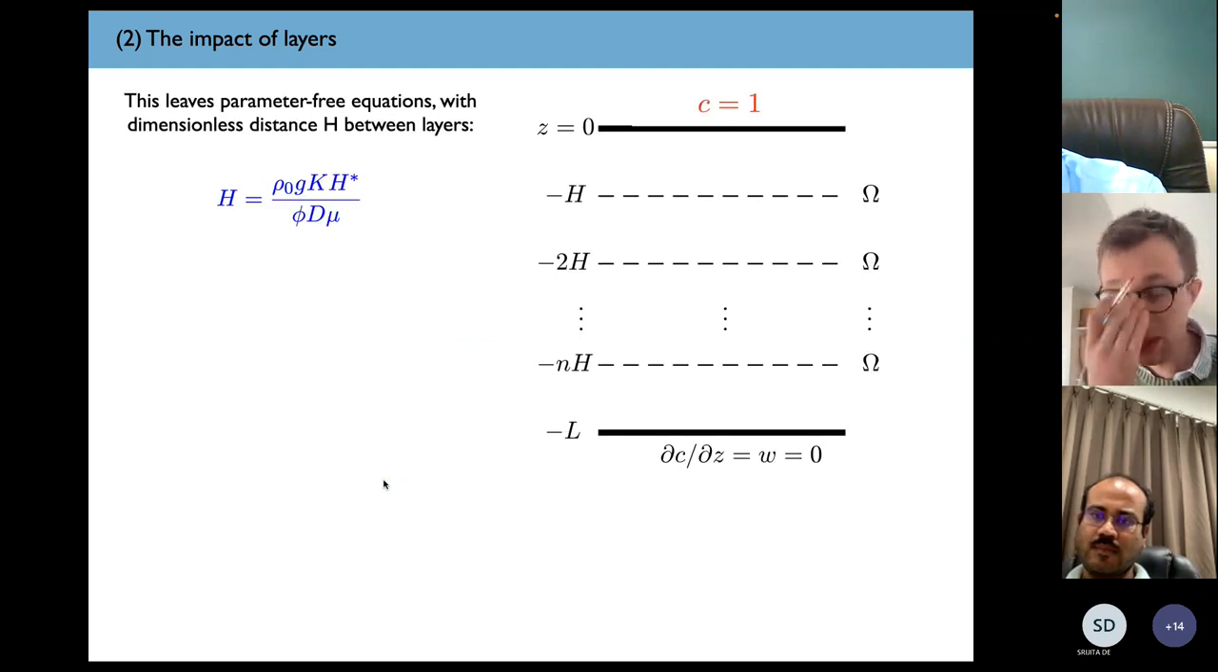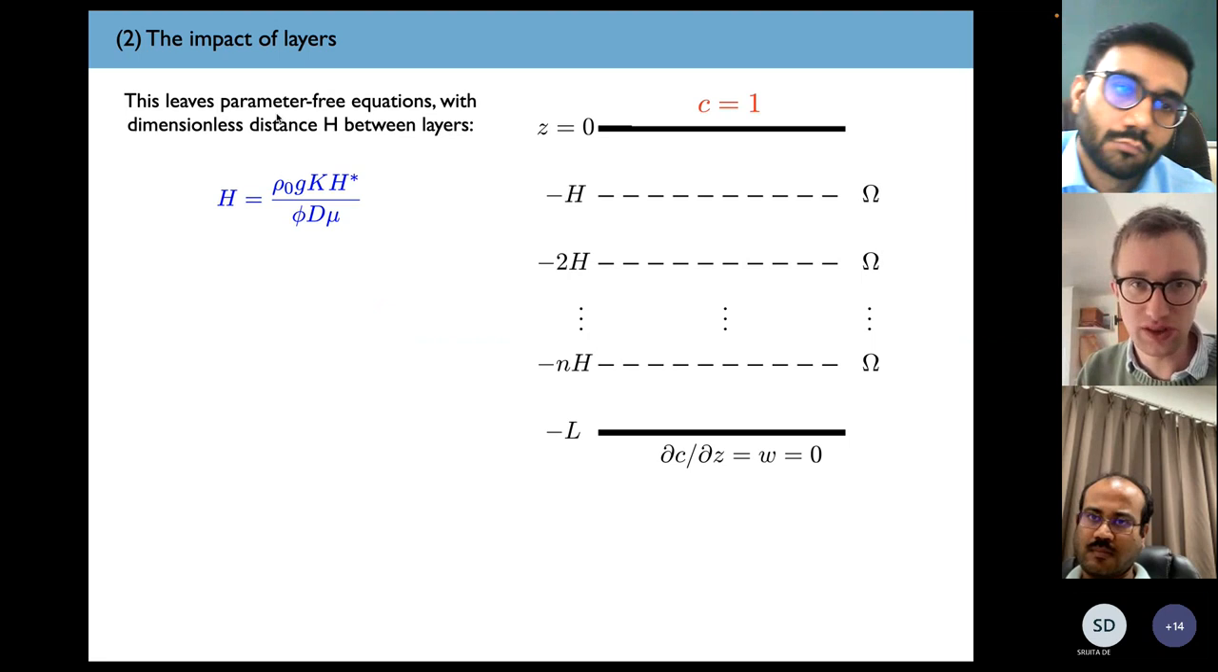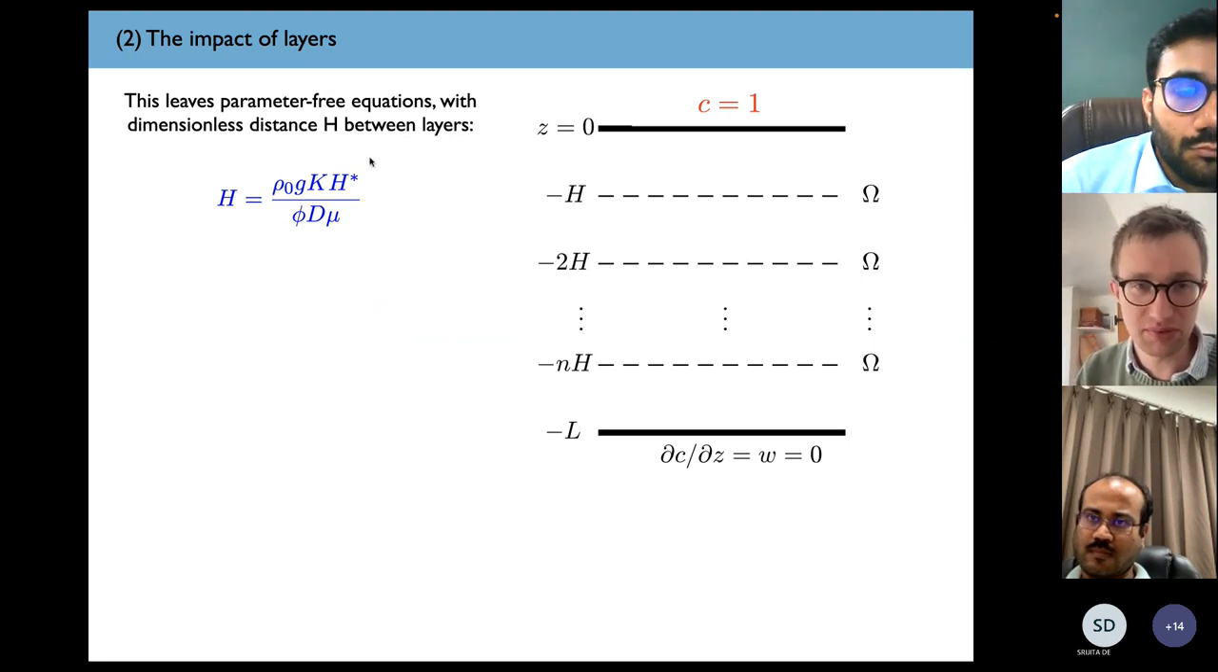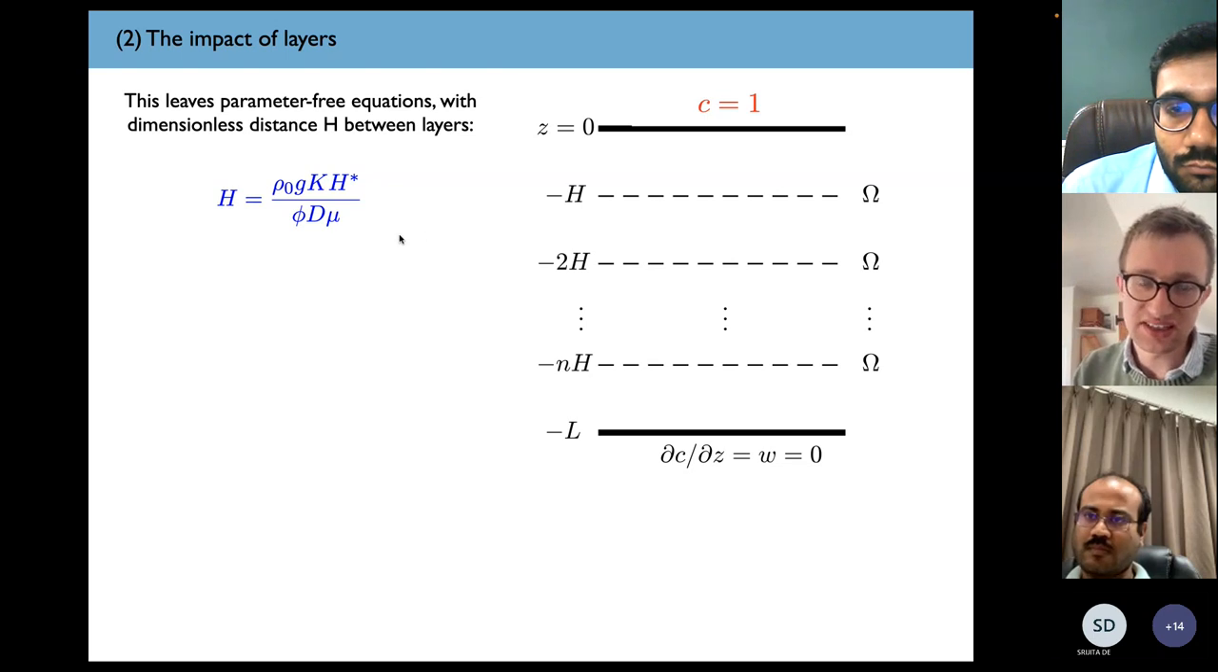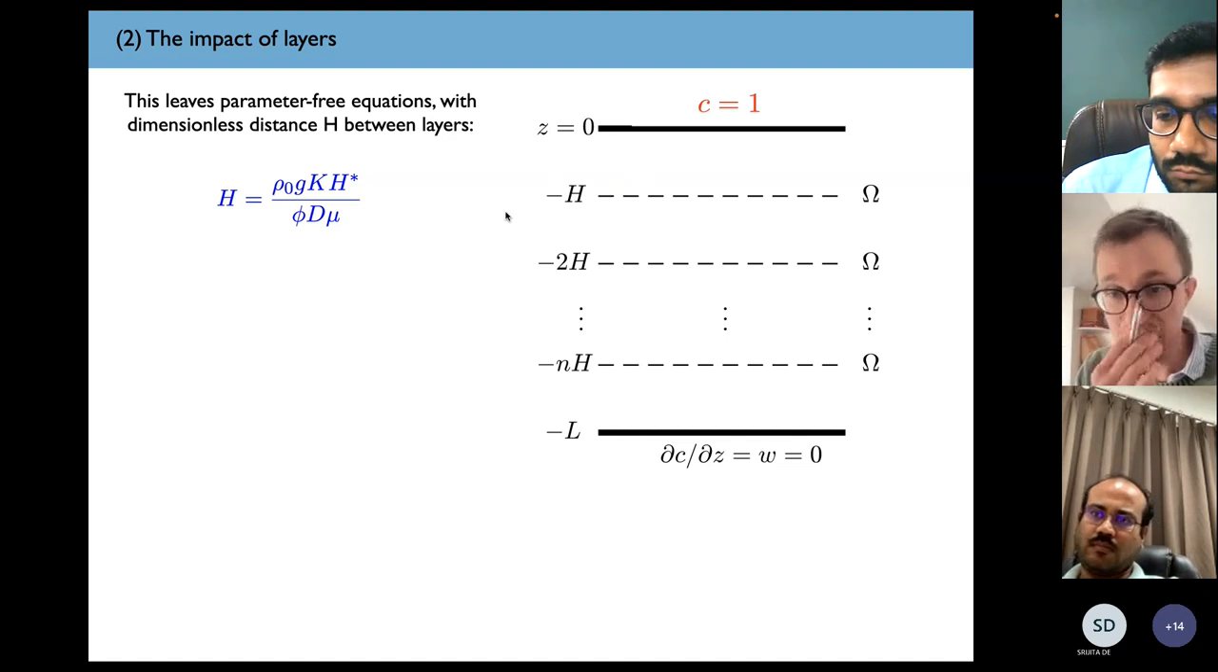Again, you can scale the whole problem. If you do it in the same way that we did before, you find that the effective Rayleigh number of the problem, which is a measure of how strong the convection is going to be, is effectively reparameterized as the distance between the layers. So if this number is small, you don't expect convection to be very strong. If this number is big, you do expect it to be strong.